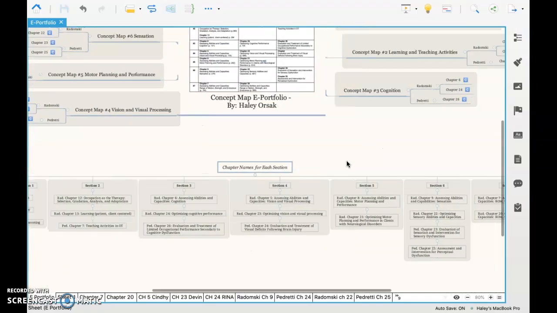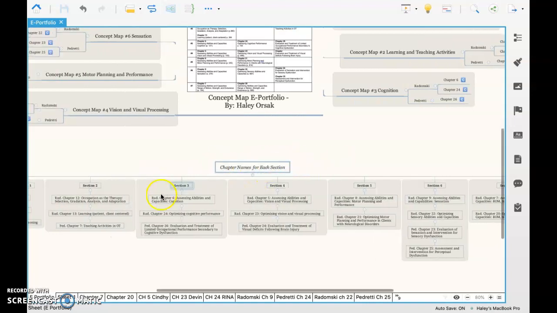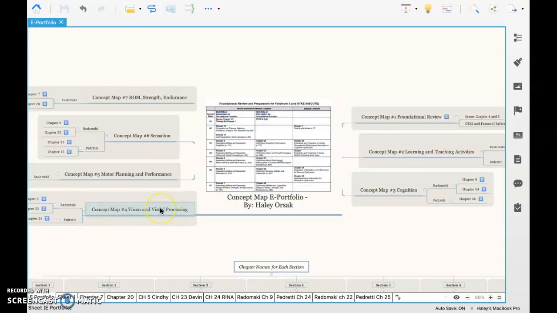And then just to make it easier on me while I'm studying to have it all grouped, I put the chapter names for each section at the very bottom. So just to go over it, the first one was the foundational review. It had OTKEs, OT knowledge exam information, OTPF, frames of references, and clinical reasoning. Concept number 2 had learning and teaching activities. Number 3 was cognition. 4 was vision and visual processing. 5 was motor planning and performance. 6 was sensation. And then 7th was range of motion, strength, and endurance.